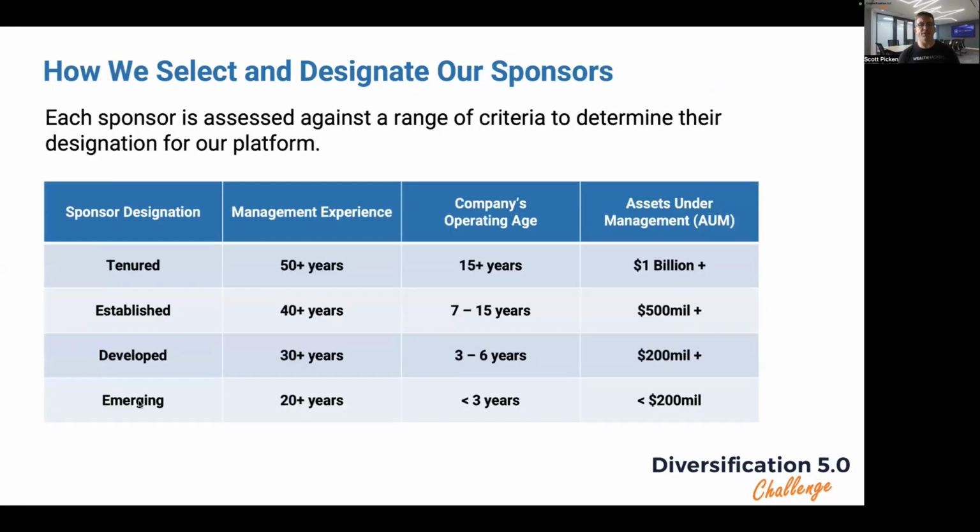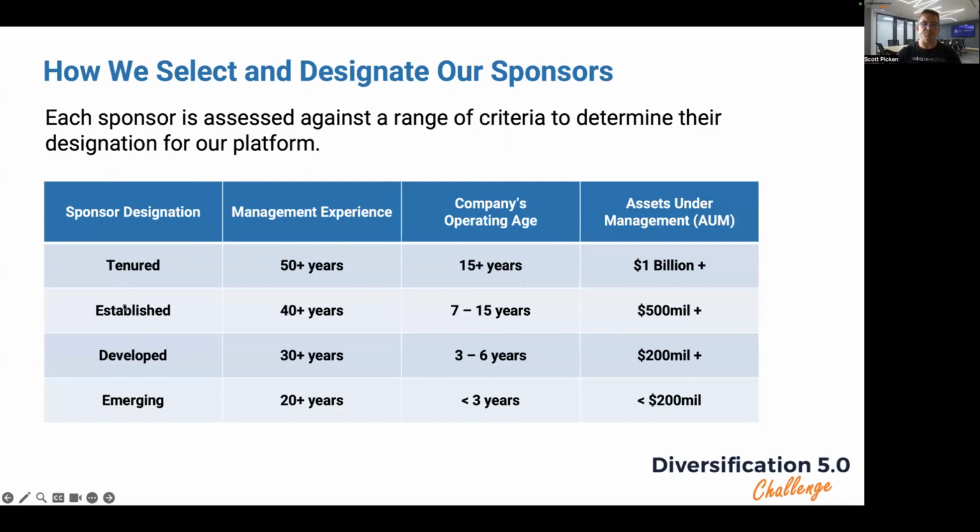Now let's look at the partner and understand how this all works. So this is not our way of discussing it. This is the worldwide way of doing it. But you've got different levels of partners. So you've got a tenured partner. That means they've got 50 years plus management experience. The company's been going for 15 years or more, and they've got at least $1 billion under management.